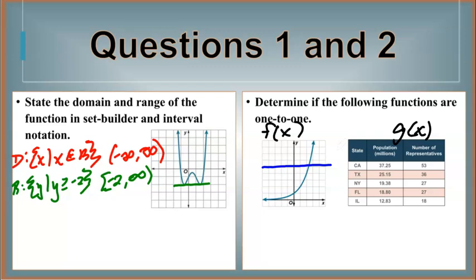one-to-one function. Since f of x does pass the horizontal line test, we would say this one is one-to-one. But if I go to the table here, each population of millions has exactly one number of representatives. But if you look here, for Florida and New York, the number of representatives are the same. So if I were to reverse the order, 27 would match up with two different populations. Therefore, this is not one-to-one.